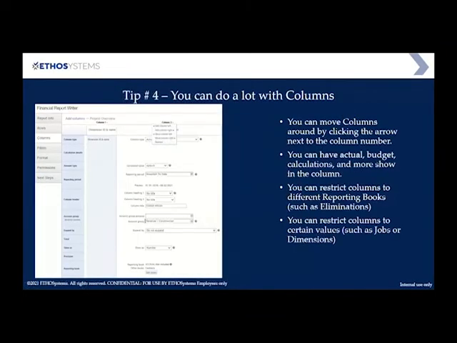The next thing is columns. There is a lot you could do with columns, and people don't really realize this. First of all, you can move columns around by clicking on the top arrows. It's the easy way of moving things from one area to the next. You can get a lot of information from the column types, which I'll show you in a minute, but you can also set up, for example, restrictions based upon different reporting books. And you can also set up restrictions based upon certain dimensions within there. So let's take a look at this a little bit further.